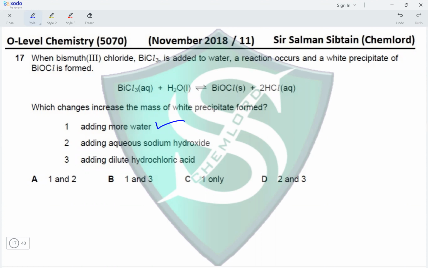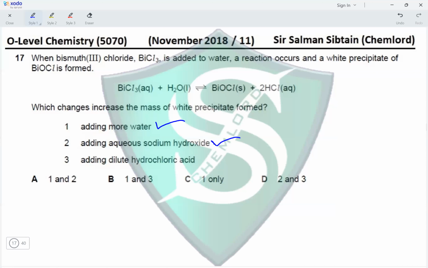Adding aqueous sodium hydroxide. If aqueous sodium hydroxide is added, it would react with the HCl and neutralize it. So the concentration of HCl would decrease, resulting in a decrease in the concentration of products, causing the equilibrium to shift towards the right, increasing the concentration of HCl and at the same time increasing the amount of the white precipitate of BiOCl that is formed. So this is also correct.